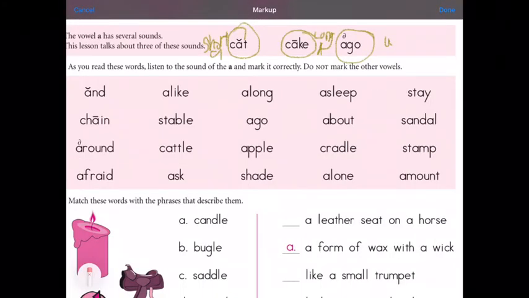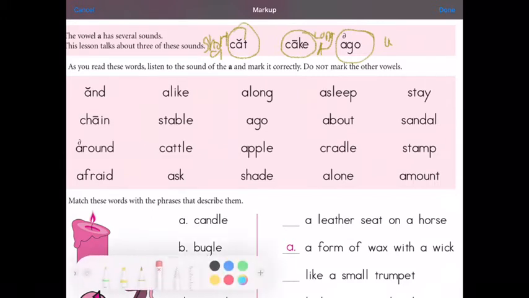Okay? And says A. I'm going to go down this row right here. I'm going to go down. Okay, I'm going to start with this first row right here. We're going to go through and mark the different symbols that we need to mark the sound of A.